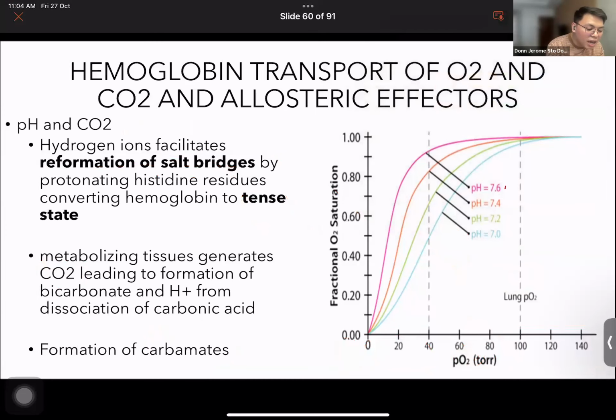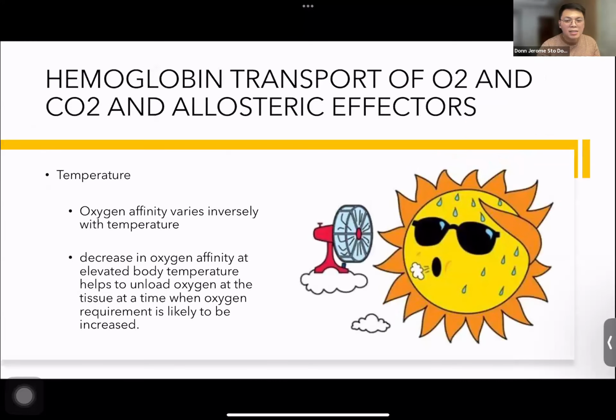With decreasing pH, ano nangyayari sa curve? It shifts it to the right. Diba sabi natin, right shift converts it to the low oxygen affinity form, releasing the oxygen. Okay? Low pH or high hydrogen concentration. Pwede din. Okay? Next, temperature.